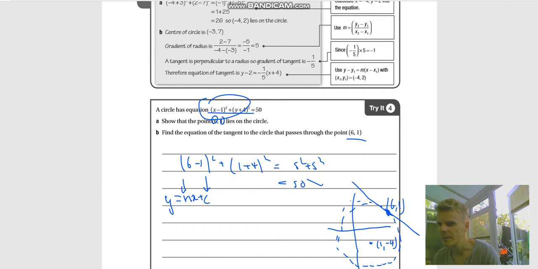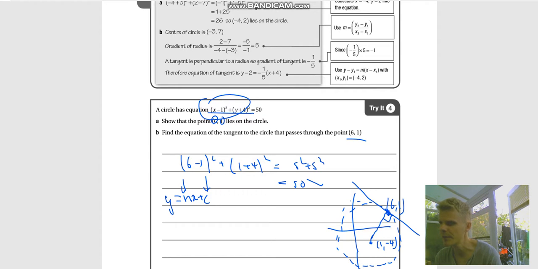Now the best way to do this is to draw a line out from the centre of the circle, because we know where that centre is at (1, -4), out to the point where it meets the tangent at (6, 1). Now the reason to do that is because from your circle theorems you might remember that the radius meets the tangent at 90 degrees, okay?